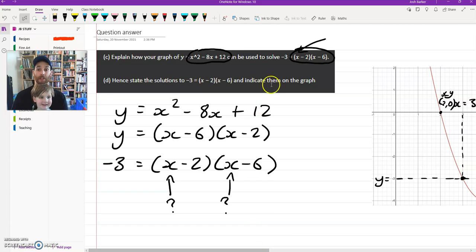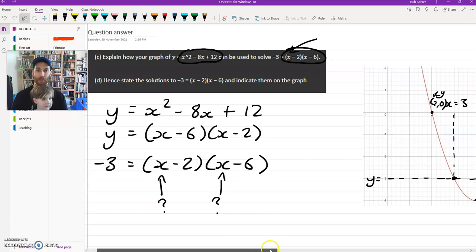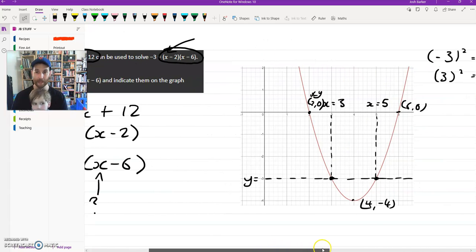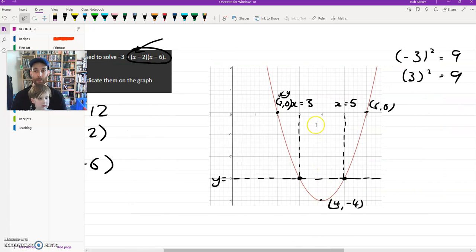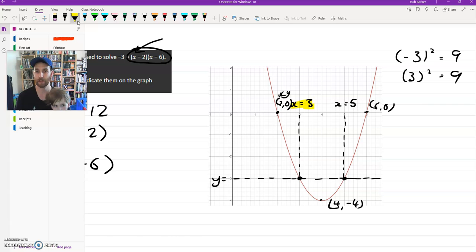I hope so. So then you're saying state the solutions to this. So your solutions for that, your x values that will give you an output of negative 3, are 3 and 5. So I'll be indicating them on the graph kind of like this.